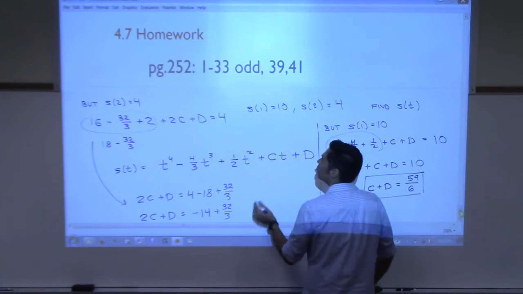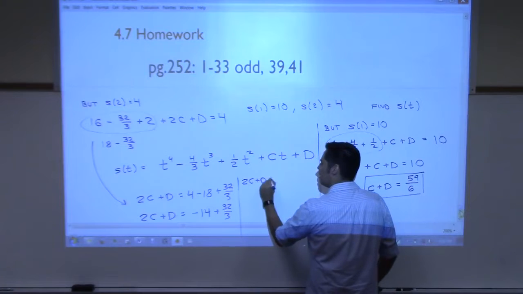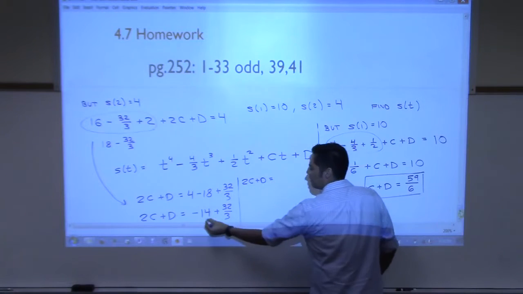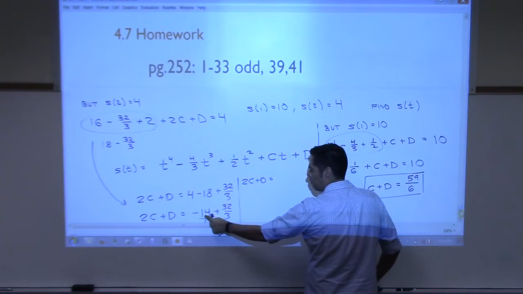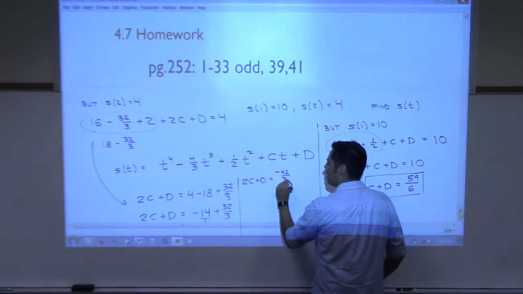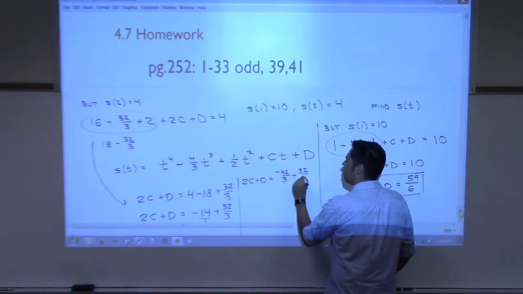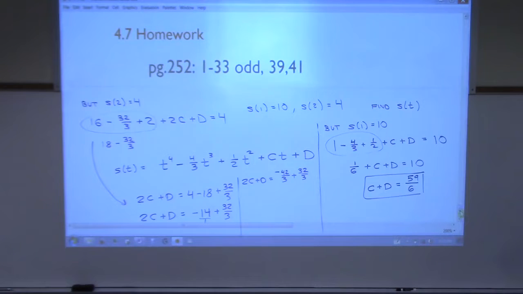I'll actually do it. 2c plus d equals, I'm going to go real slow here. I look at this as being over 1, multiply top and bottom by 3. So 42, is that right? Negative 42 over 3, and then plus 32 over 3. Put those together, negative 10/3.